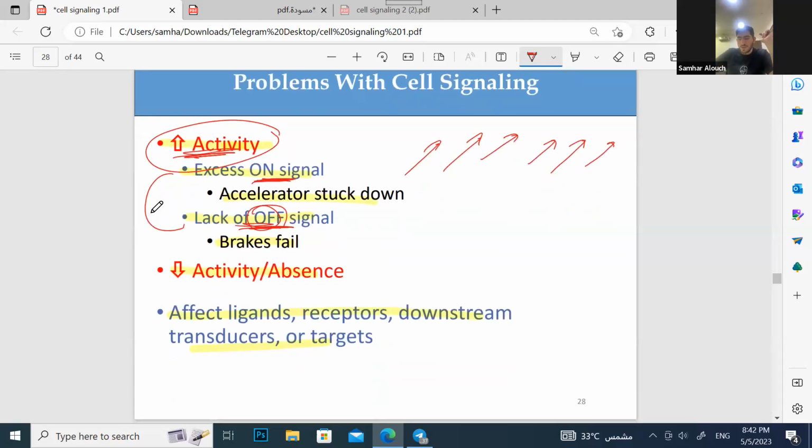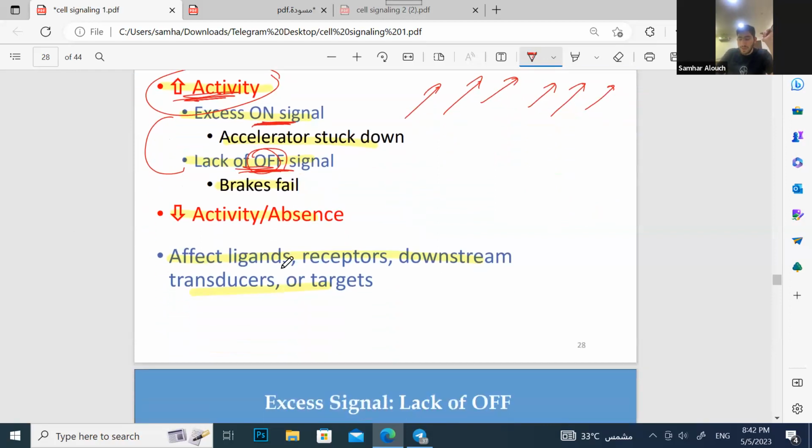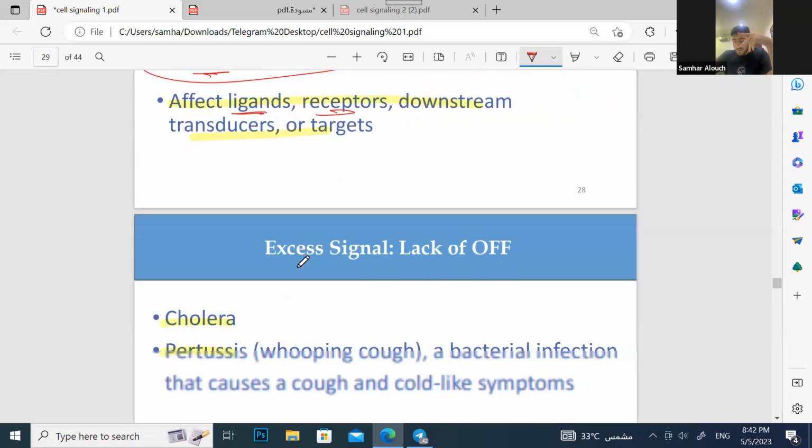The second type, which we don't have any examples of here in the lecture, is the decreased activity or absence. So the G protein is not active or the protein kinase is not active. So we don't have any activity, so we don't have any response. The ligand is not binding, the receptor has a problem, the G protein is not working, so it is decreased activity. So these are the two types of disease.